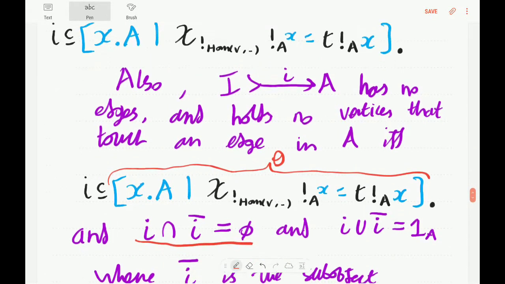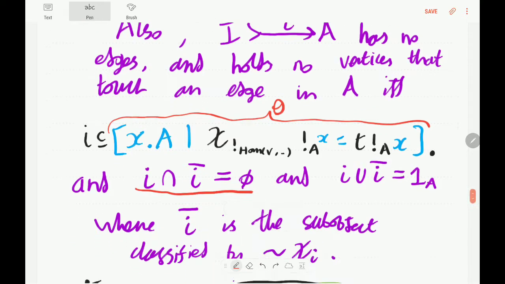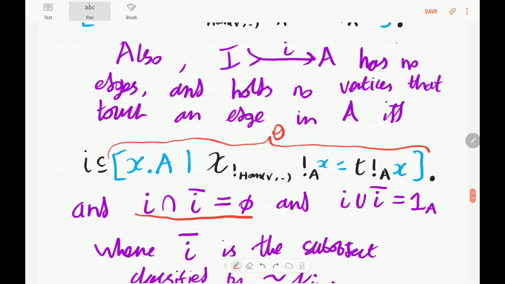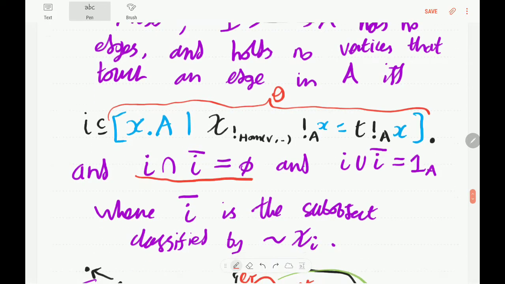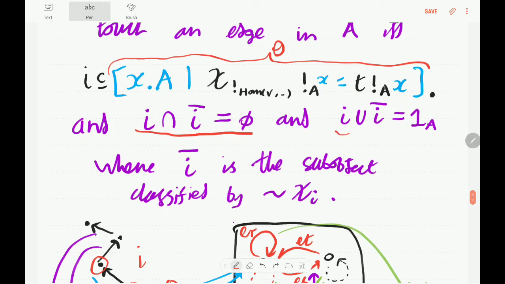Okay, so like I say, we want to basically come up with the conditions for this subobject I to just consist of the isolated vertices of A. And as I say, we want three conditions. The first one is that I is contained in theta, which basically means I only has isolated vertices.